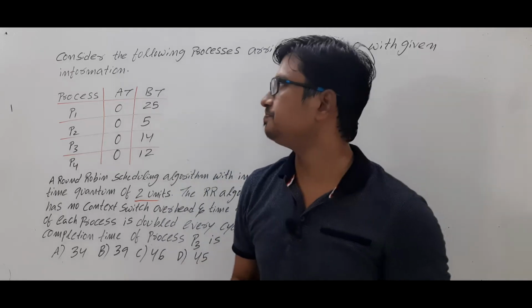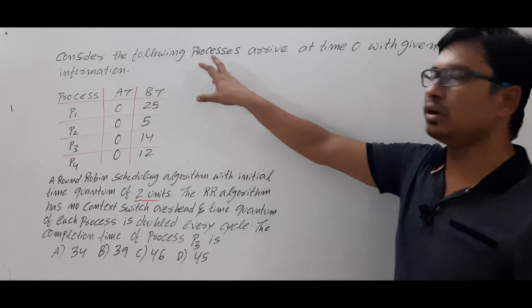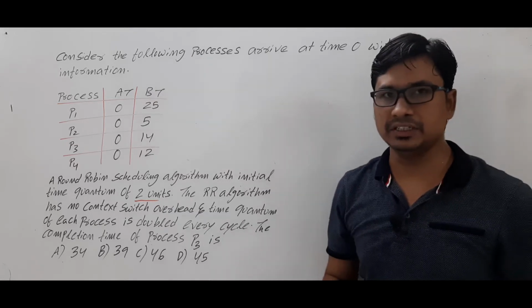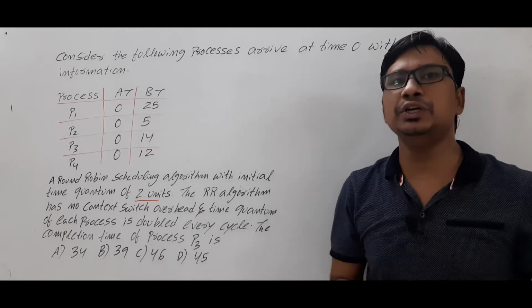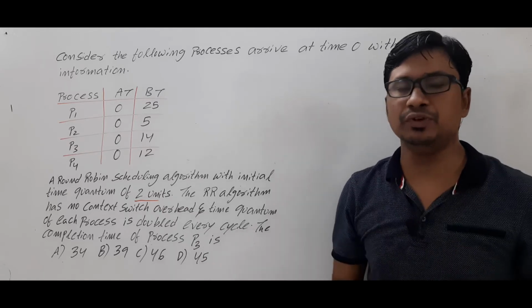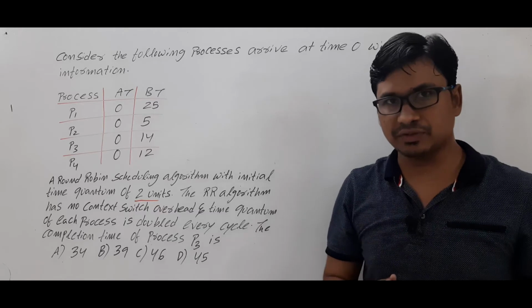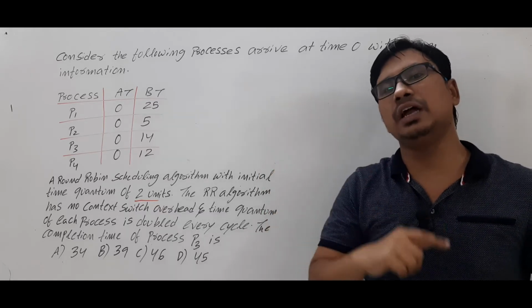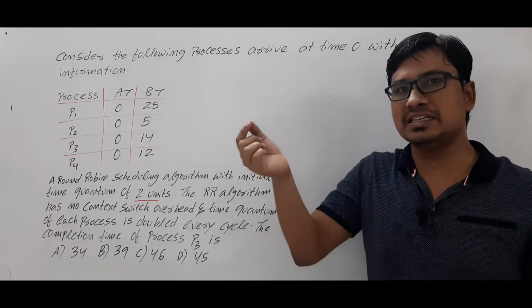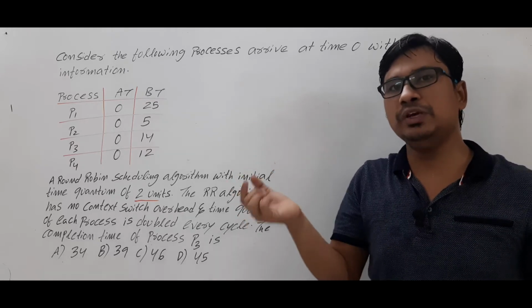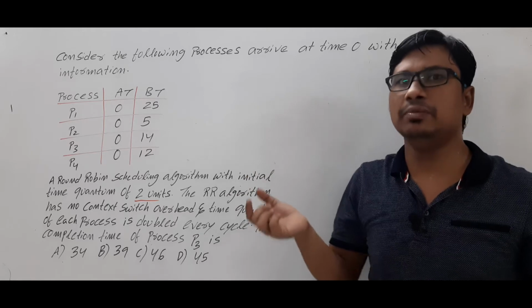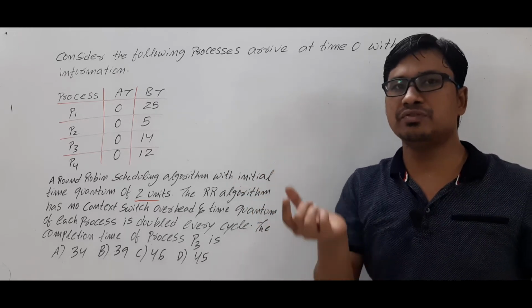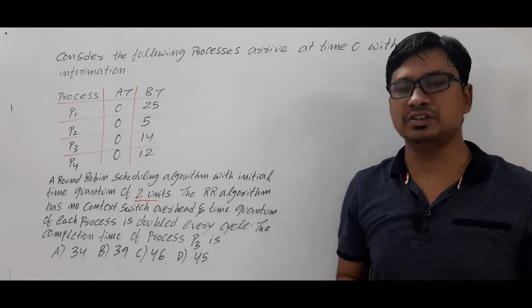Look at the question. Consider the following processes that arrive at 0 units of time. Process P1, process P2, process P3 and process P4 have arrived at 0 units of time and the order of arrival is also P1, P2, P3 and P4. And each process has its own burst time. Process P1 has 25 units of time, process P2 5 units of time, process P3 14 units of time, process P4 12 units of time.